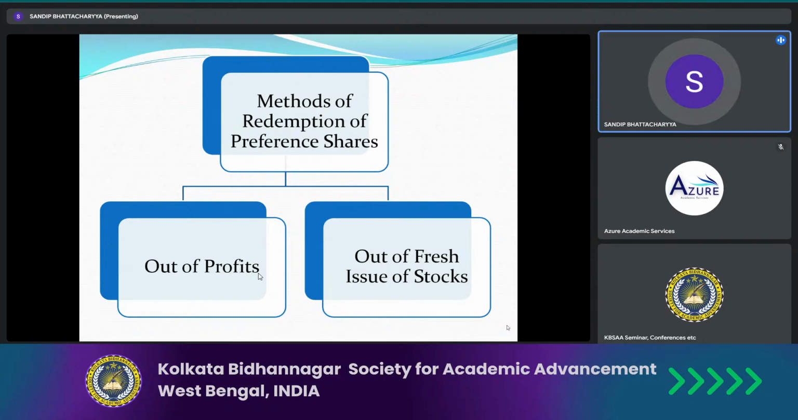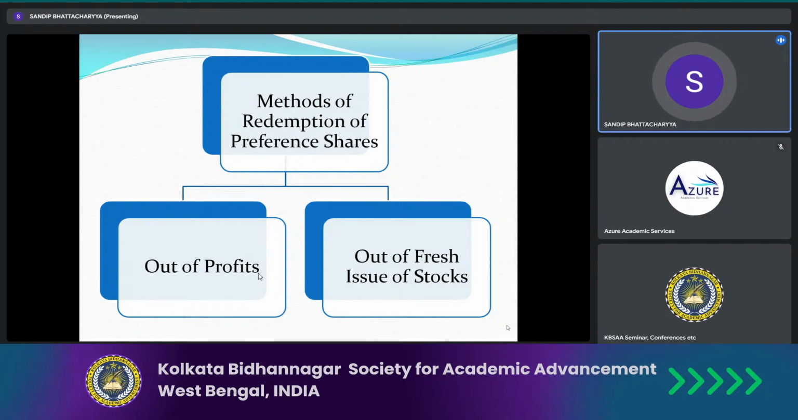Second is out of a fresh issue of stock. That means preference shares can be redeemed through the new issue of equity shares. Preference shares can also be redeemed through the new issue of a different category of preference share. My dear students, I am using the words different category, not the same category. Sir, what does it mean?